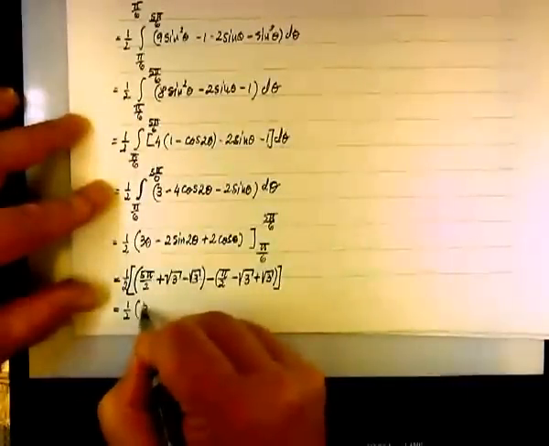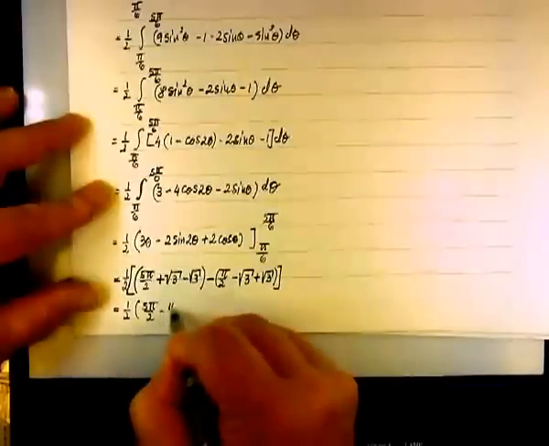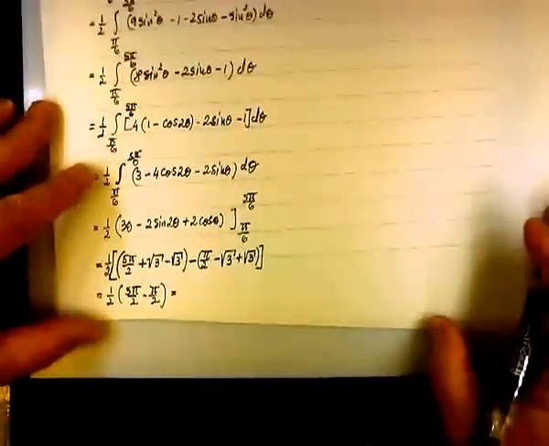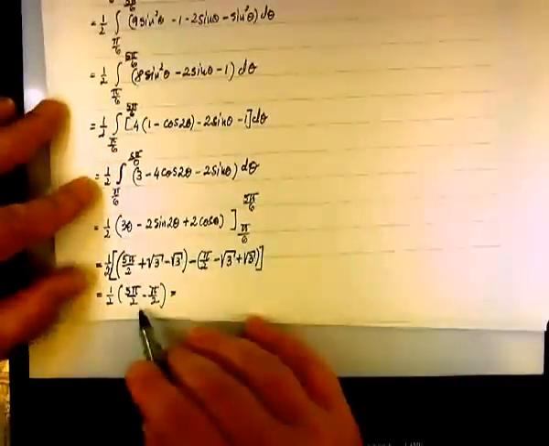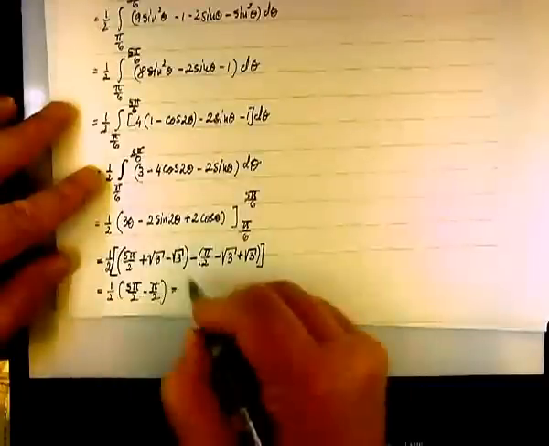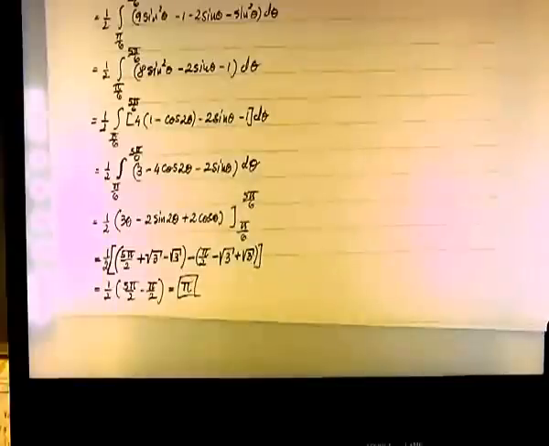So what's left really is 1/2, and we end up having 5 pi over 2 minus pi over 2, so 4 pi over 2, so we have 2 pi, 1/2 times 2 pi. I think the answer is pi.